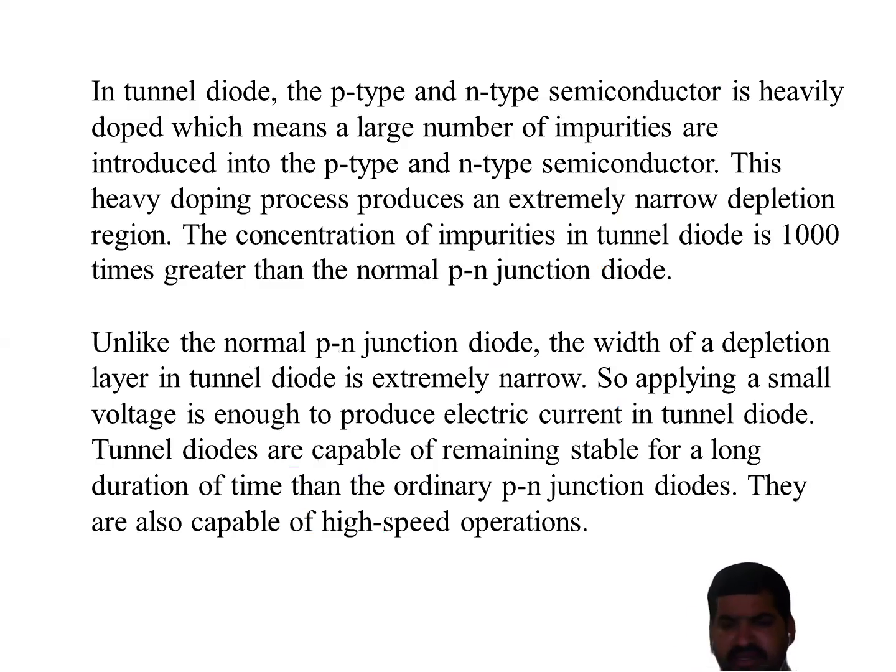Tunnel diodes are capable of remaining stable for a longer duration of time than ordinary PN junction diodes. They are also capable of high speed operations. So what is the difference between the normal PN junction diodes and the tunnel diodes? They are capable of remaining stable for a long duration of time. So they are very stable when compared with the ordinary PN junction diodes. They are also used in high speed operations.